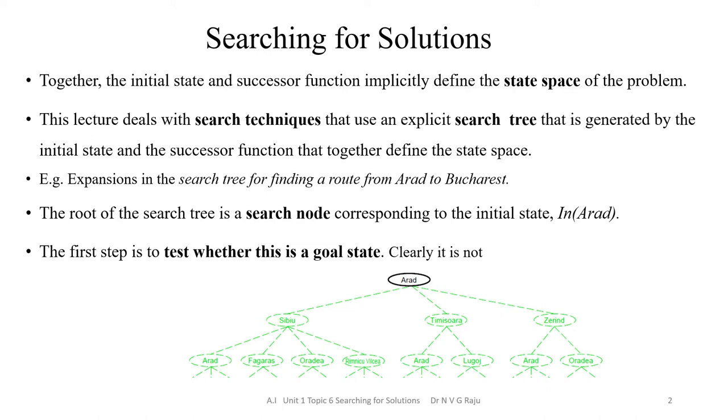For example, we will create a search tree that finds a route from Arad to Bucharest as per our Romanian example. The root of the search tree is a search node that corresponds to the initial state. That means if you look at this diagram, in Arad is nothing but our search node for our Romanian example. The first step is to test whether it is a goal state or not, which clearly identifies that it is not a goal state.